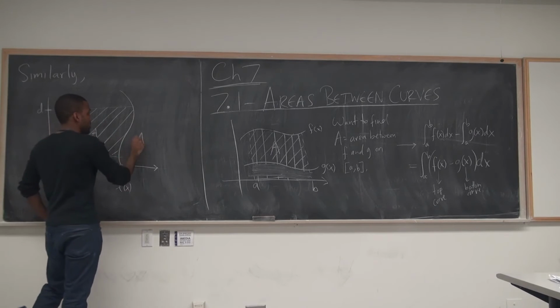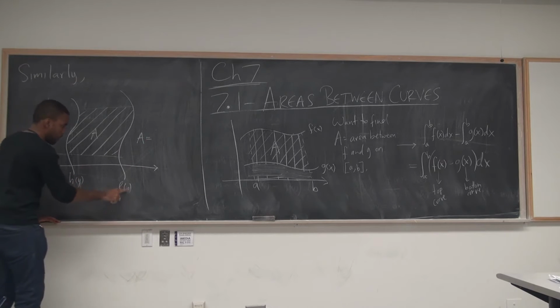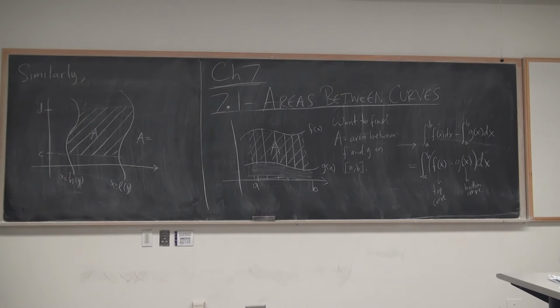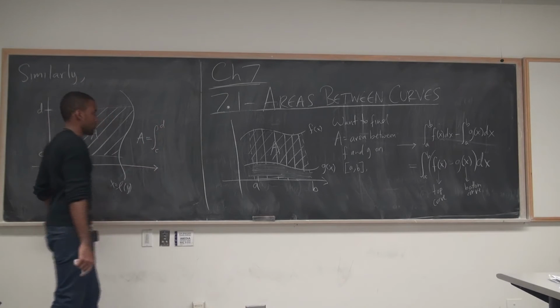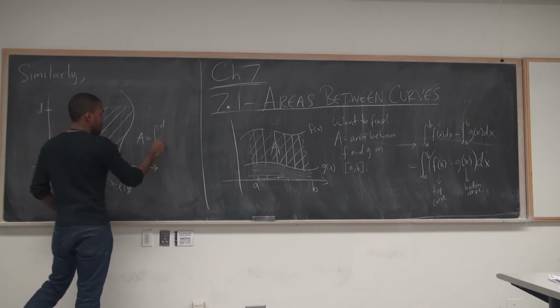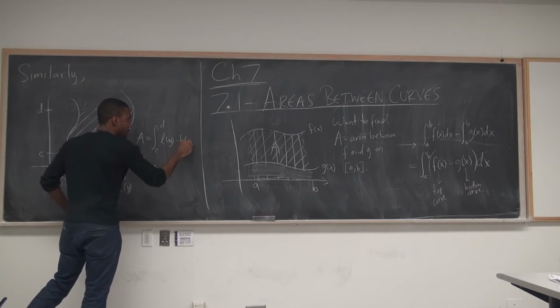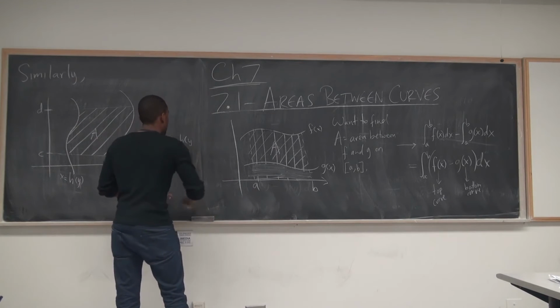What do you think that area is going to be equal to? Oh, this can't be x. This would have to be a y. Right, so this has to be x equals some function of y. Integral from C to D of? It has to be L minus h, right? And what's my variable at the end? dy.